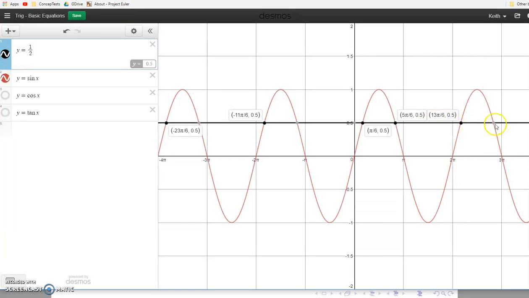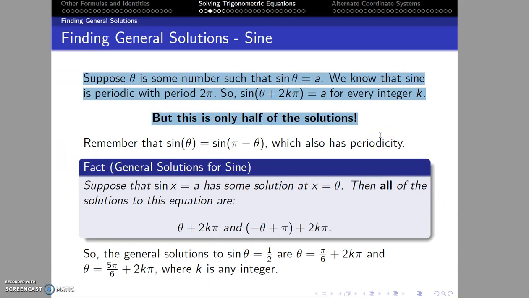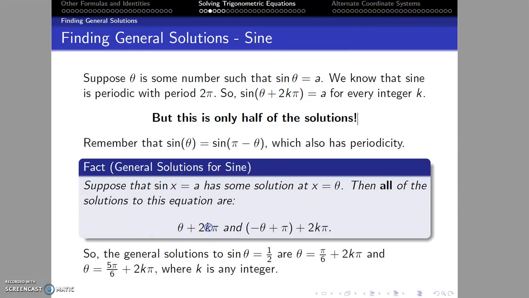So 5 pi over 6, and then add 2 pi to that. Add 2 pi in the other direction. Subtract 2 pi more. And that gives us all of our solutions. So if we have some solution, call it theta, then you add 2k pi, or add 2 pi to it any number of times. You've got half the solutions. You find the supplement of that, or negative theta plus pi, or negative theta plus 180 degrees, call it what you will, and that gives you the other half of the solutions.